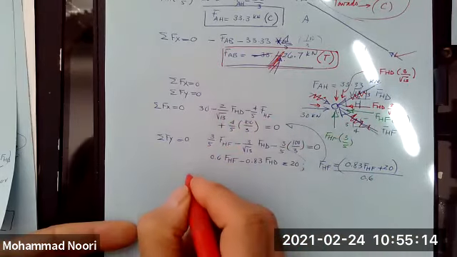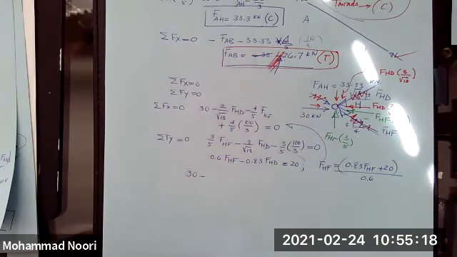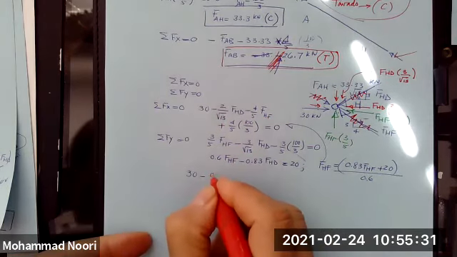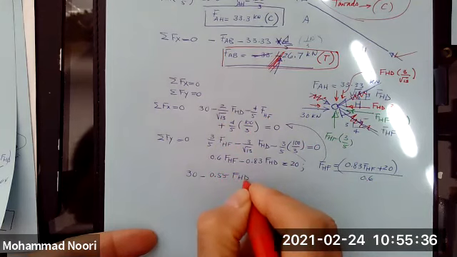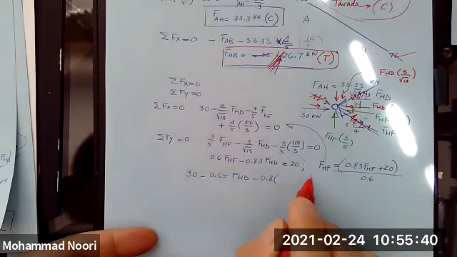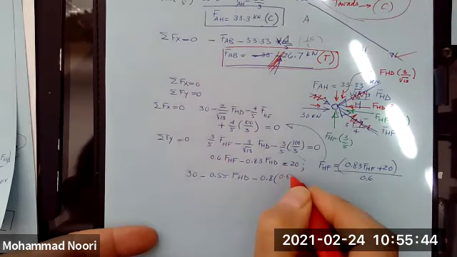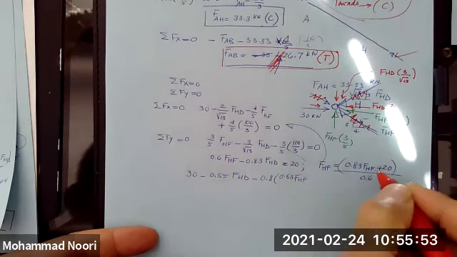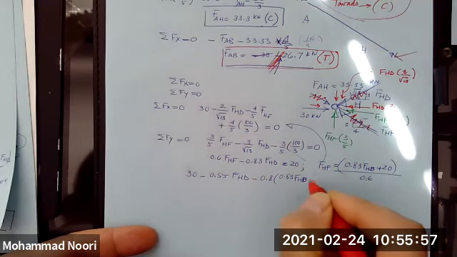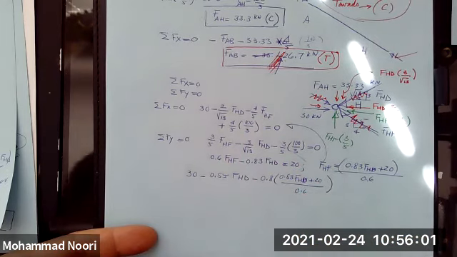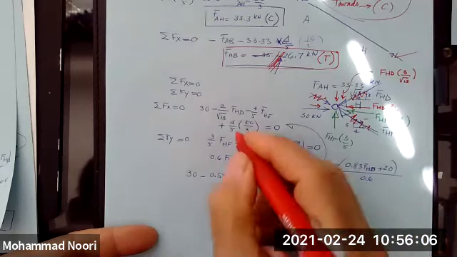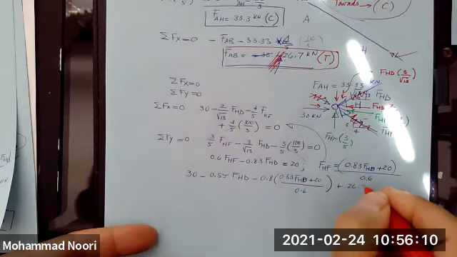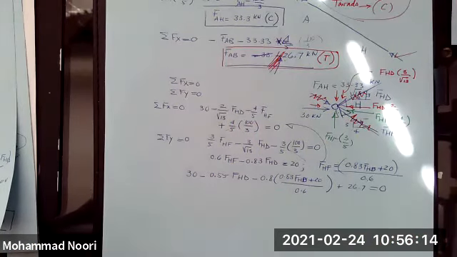So let me rewrite that. So I have 30 minus 2 over square root 13. So square root 13 inverse times 2, 0.55. So I have negative 0.55 FHD minus 0.8 times FHF, which is this, 0.83 FHF. I'm sorry, this is FHD, not FHF. Plus 20 divided by 0.6, plus 4/5 times this, that is 26.7 equal to 0. So let's see how we can find that.